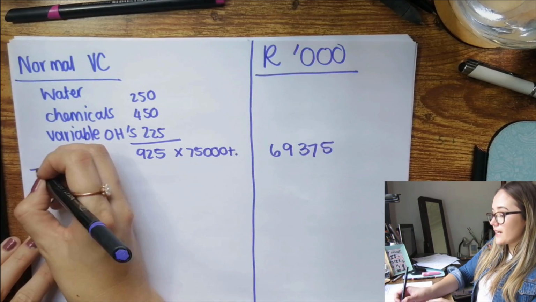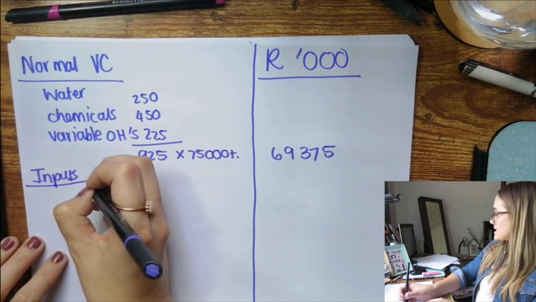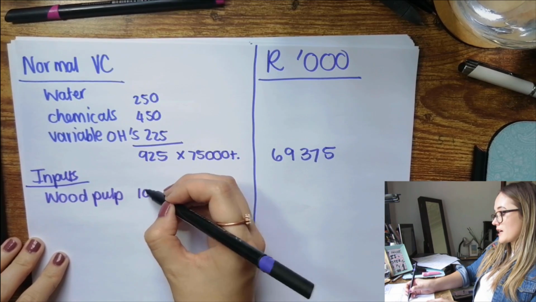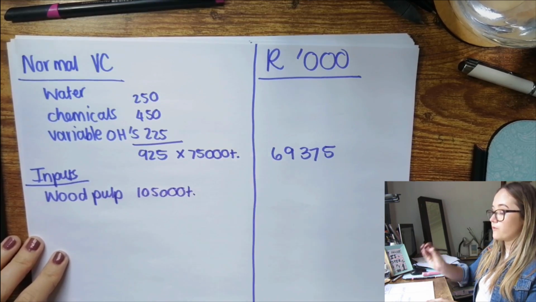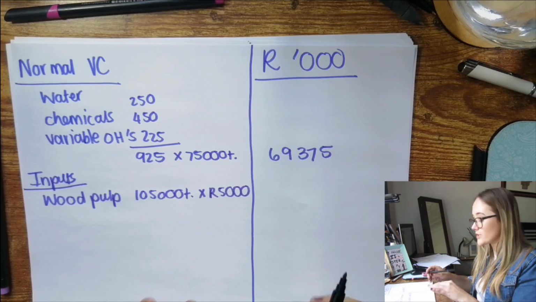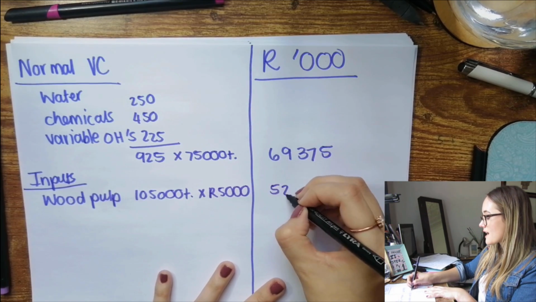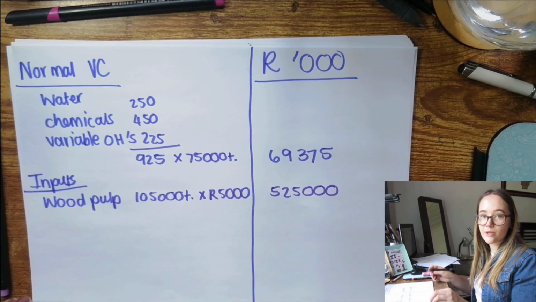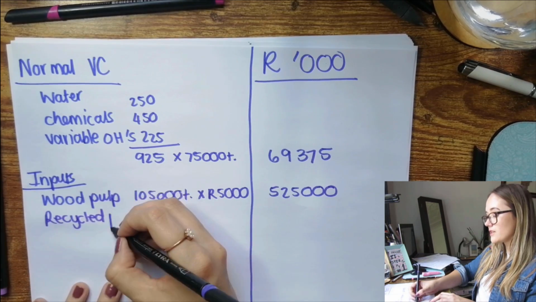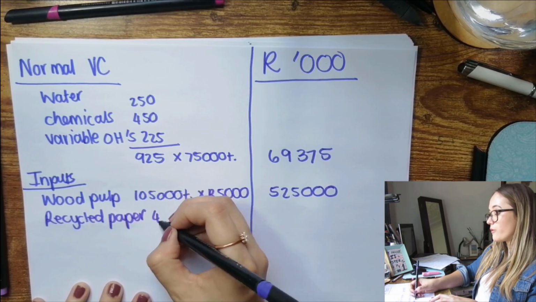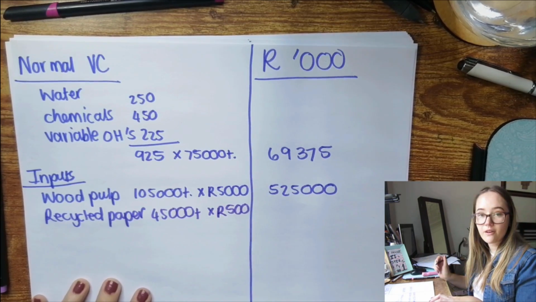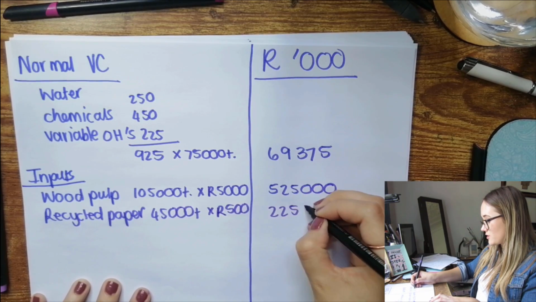Right. Then other inputs that might change because of the decision. Firstly, it's the wood pulp. Right, so we are using 105,000 tons of wood pulp for this specific question, and we are using the discount price because why won't you use a discount price? If you've got a discount, use it, and that gives us a cost of 525,000. Then we also have our recycled paper, which is new for this question. And we are going to include 45,000 tons of recycled paper, and they tell us that that costs us 500 rand per ton, so we can include that at 22,500.